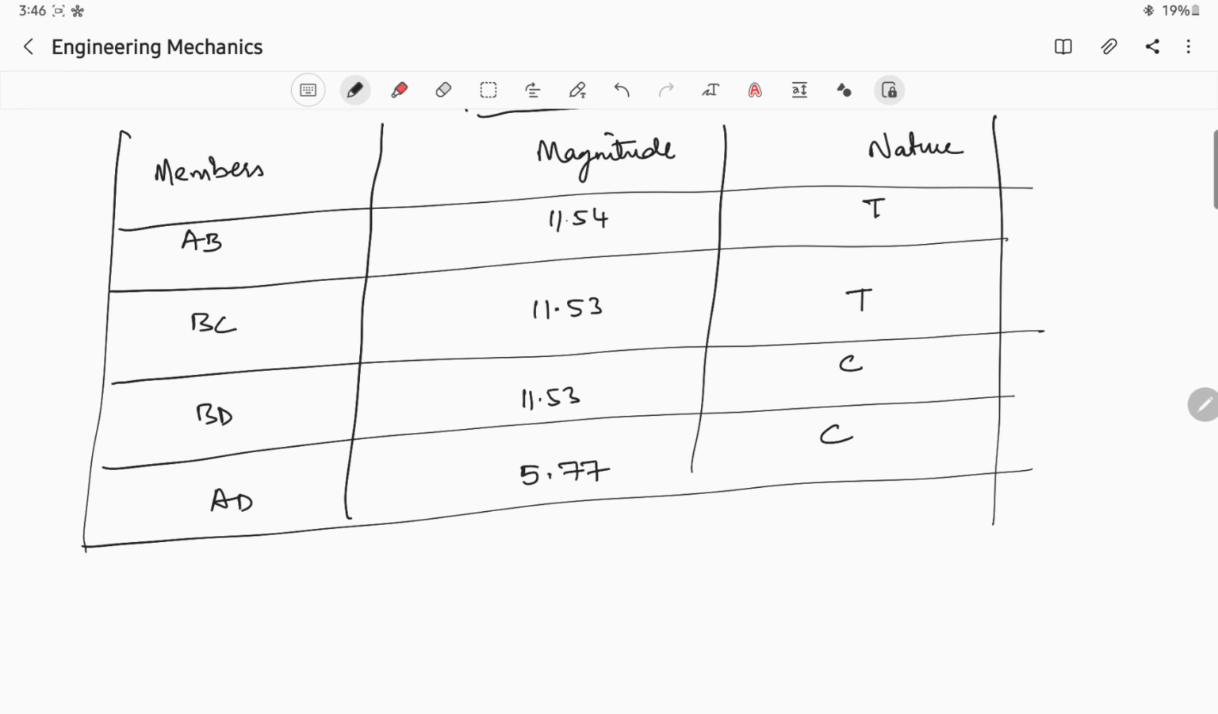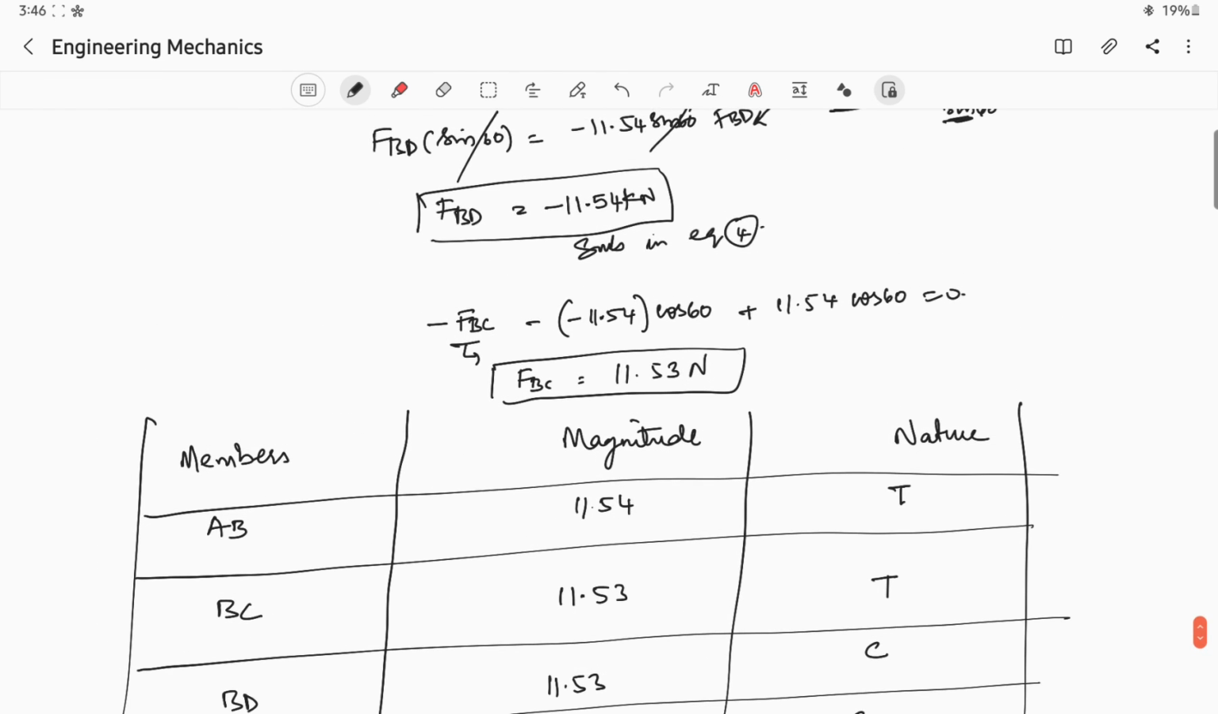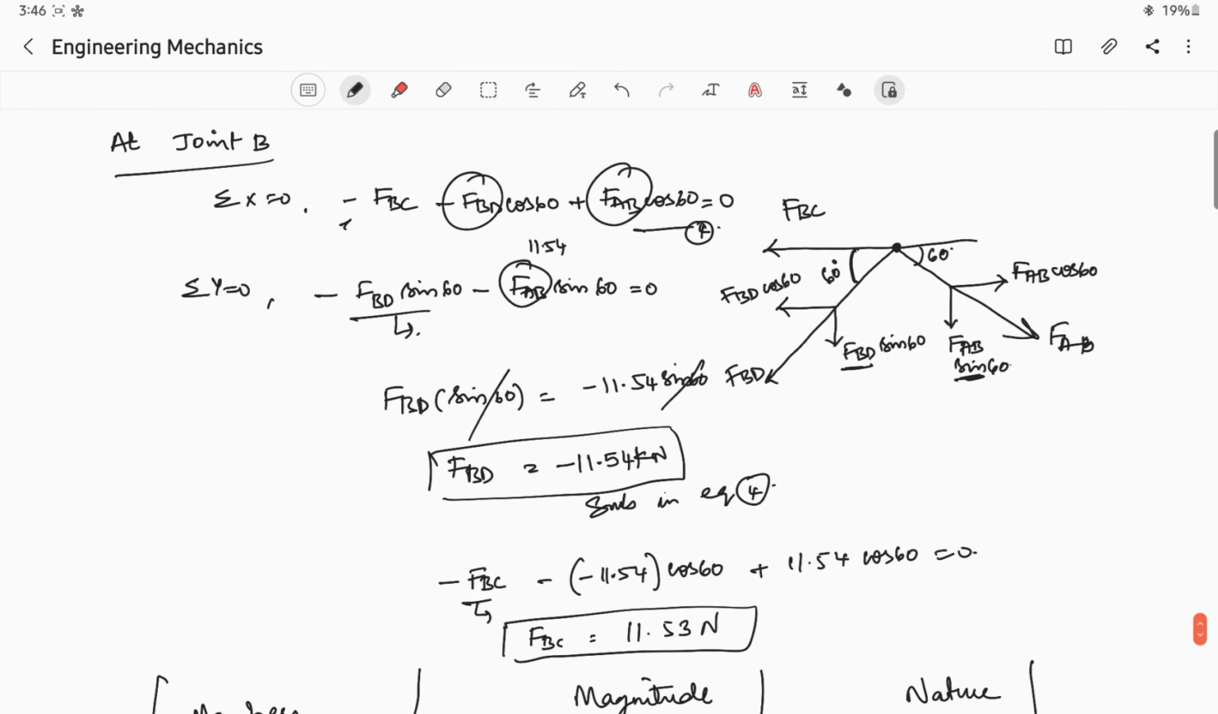So this is how we calculate for cantilever trusses. This is about the method of sections and method of joints related to cantilever problems. Okay, cantilever trusses. Hope you all have understood this topic. So thank you.